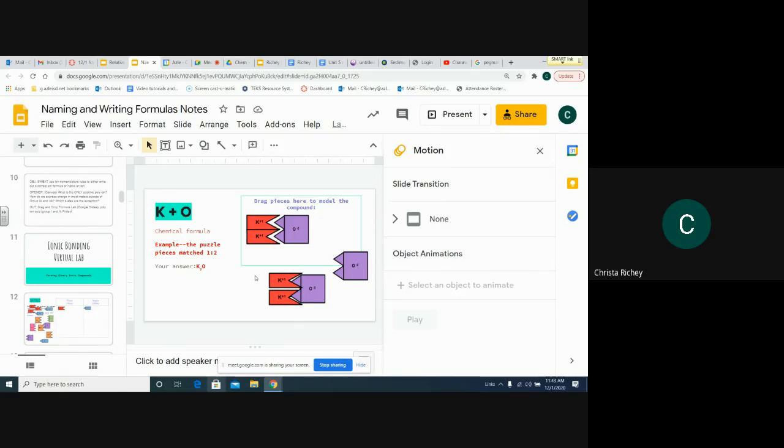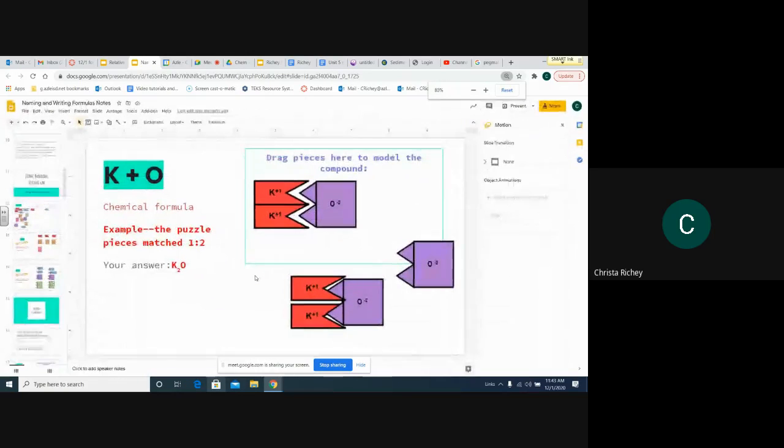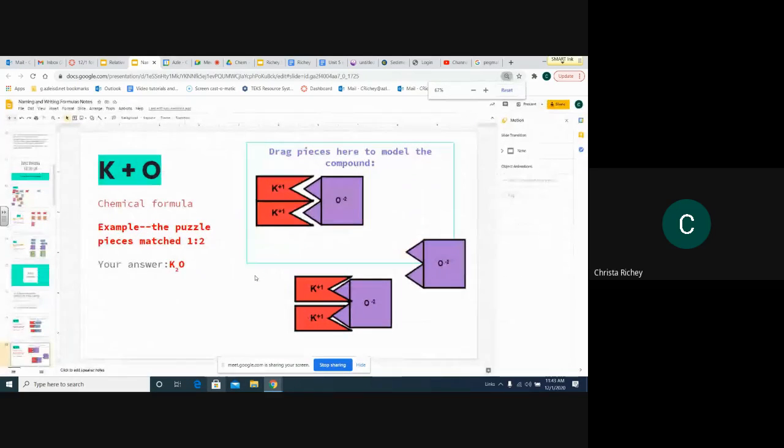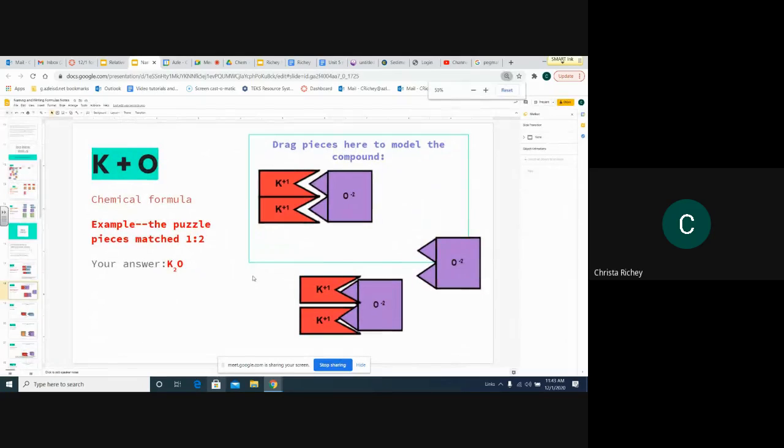So the formula, oh, this is so annoying, but this is the only way I know how to do it when I'm sharing my screen, is going to be K2O. The subscript tells you how many of the element before it, and it needs to be a subscript. Once again, on a Google slide, you should be able to highlight it and either hit Control period or Control comma. One makes a superscript and one makes a subscript.